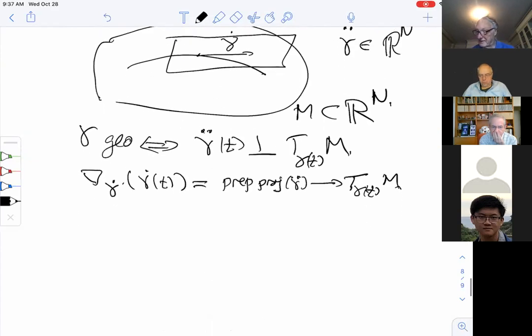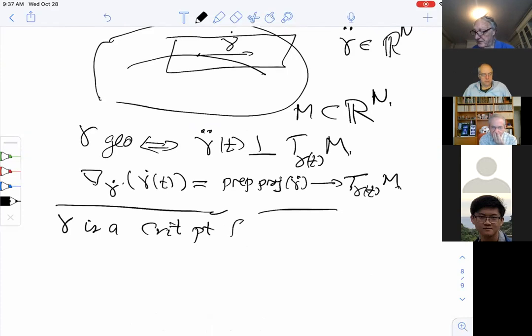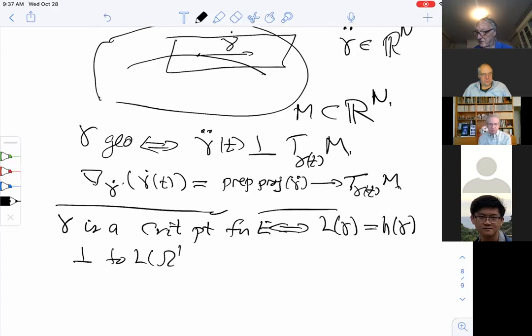I'll repeat it down here. Gamma is a critical point for E if and only if the derivative of gamma equals H of gamma, which is the perpendicular component, perpendicular to L of omega 1 to M P Q gamma. Okay, so that's the first thing to notice.